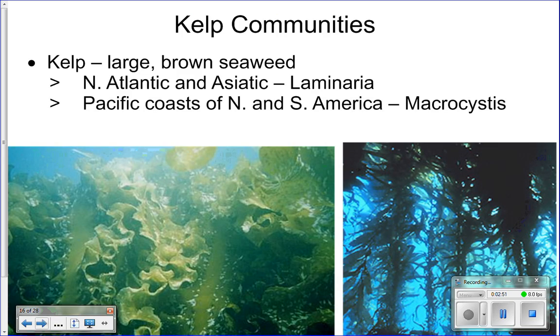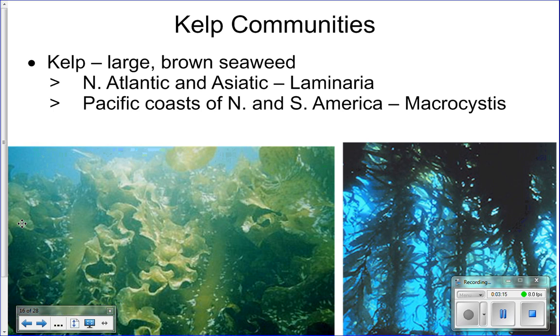Now, you have different types of kelp forests depending on where you are on Earth. Different kinds of kelp will form kelp forests depending on where you are. If you are in Asiatic areas or in the North Atlantic, you're going to have a type of kelp called Laminaria. That's this picture on the left. That is the type of kelp that will form the kelp forest.